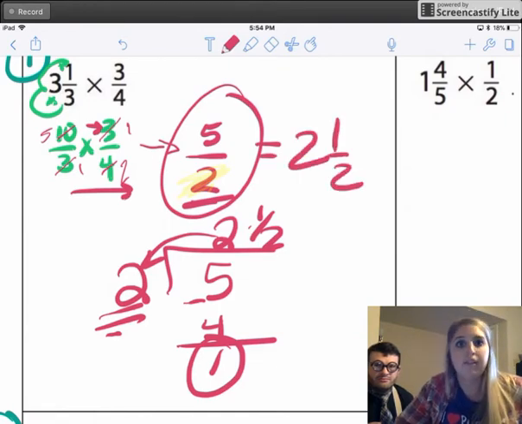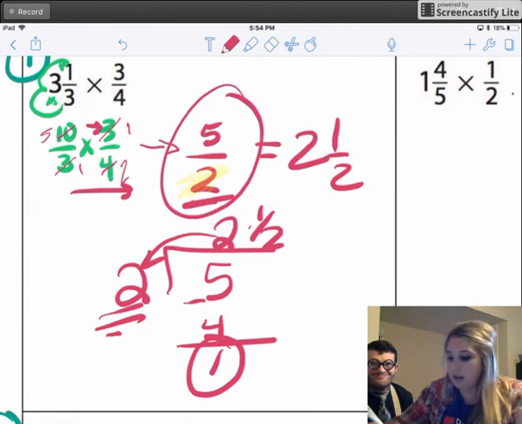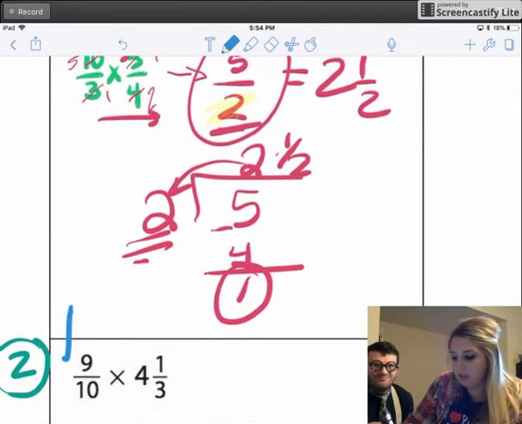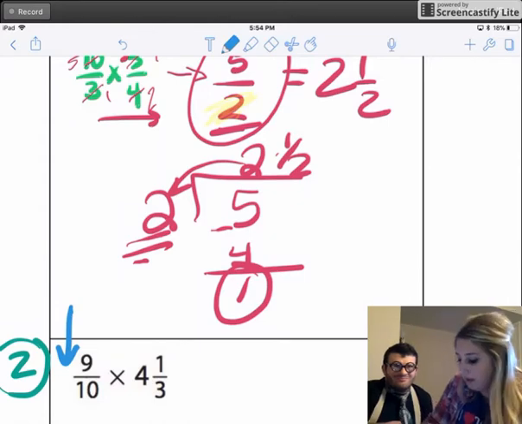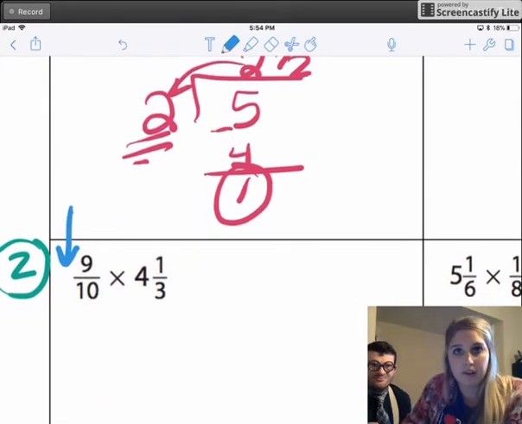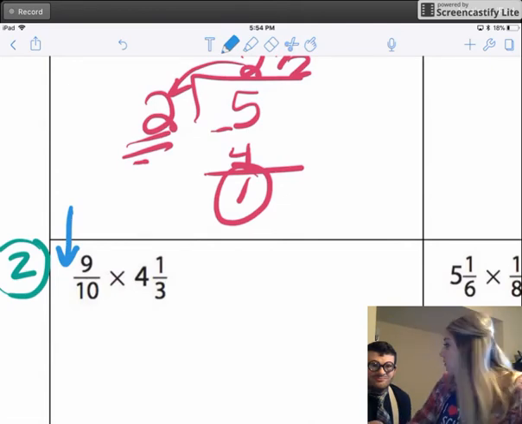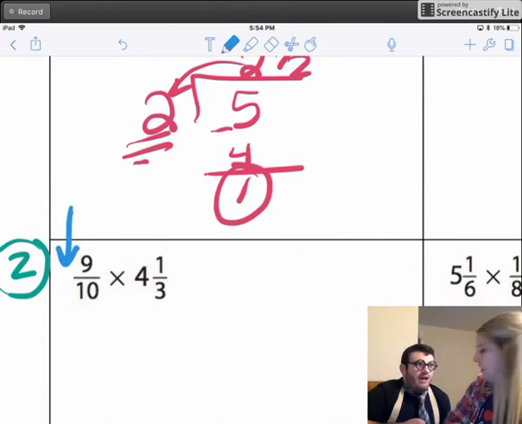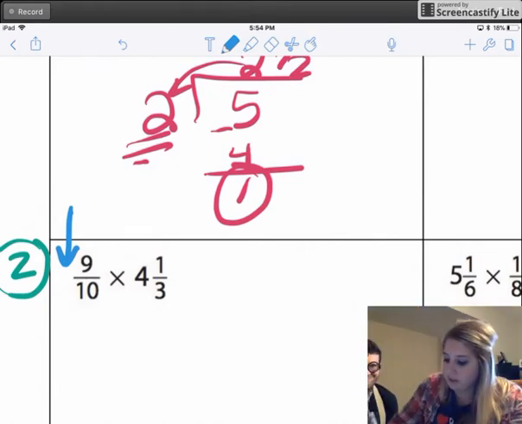Pretty cool, huh? So what I want to try is we're actually going to do the problem down below. And I'm going to recruit Dr. Factor's help a little bit. We have 9/10 times 4 1/3. So first thing we need to do is what, Dr. Factor? Well, we need to make that mixed fraction mad. Make it mad.